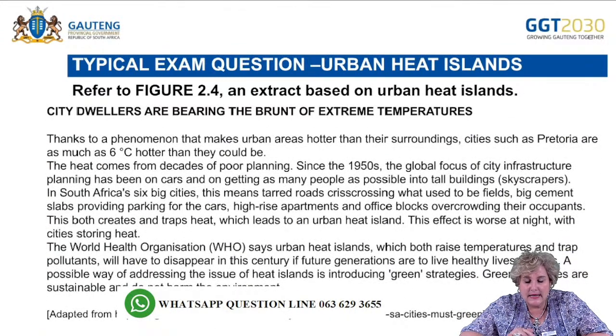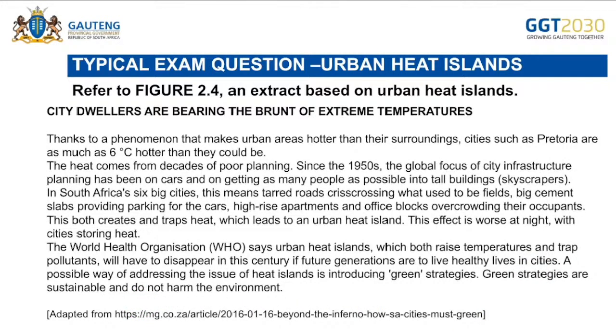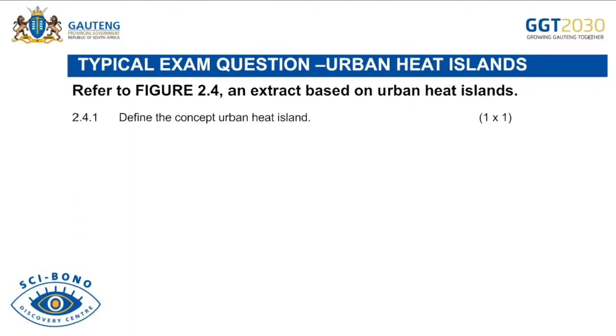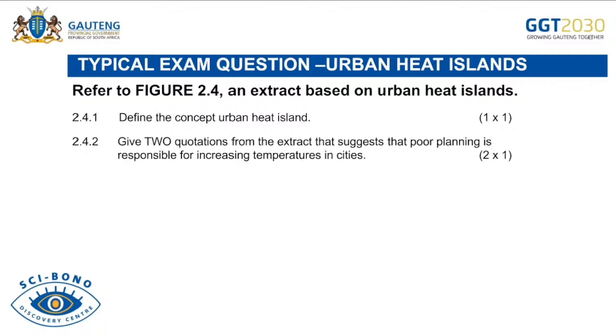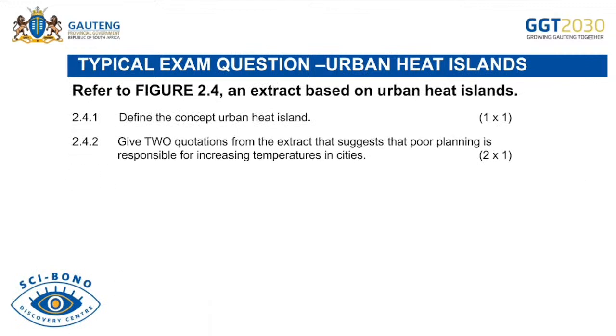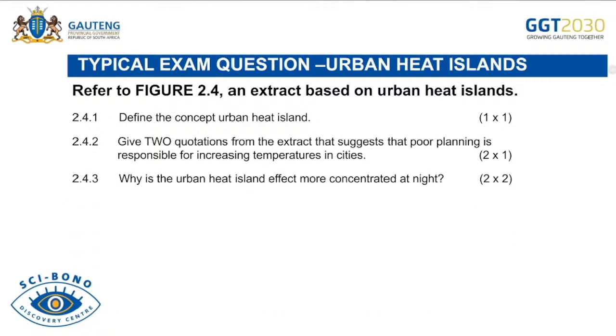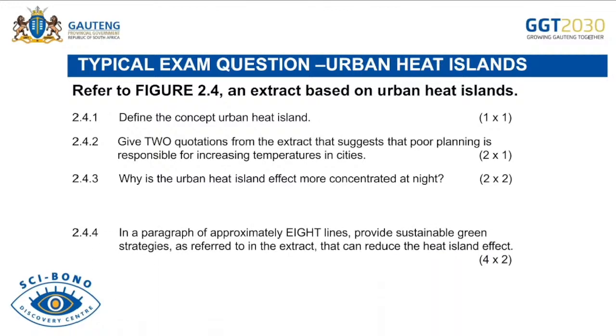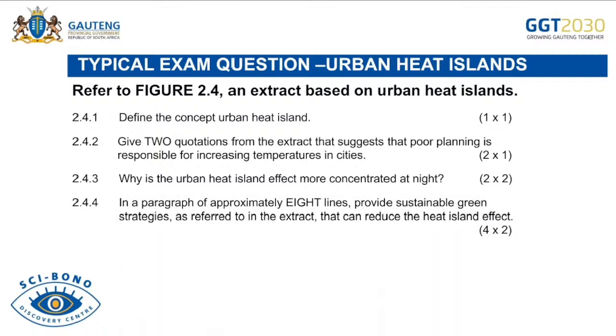Now, here is an extract that's based on urban heat islands. City dwellers are bearing the brunt of extreme temperatures. It's a case study with questions on it. Define the concept urban heat island. Give 2 quotations from the extract that suggest that poor planning is responsible for increasing temperatures in cities. Why is the urban heat island effect more concentrated at night? And then, in a paragraph of approximately 8 lines, provide sustainable green strategies that can reduce the heat island.